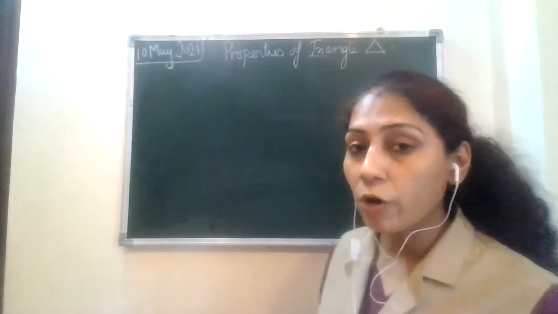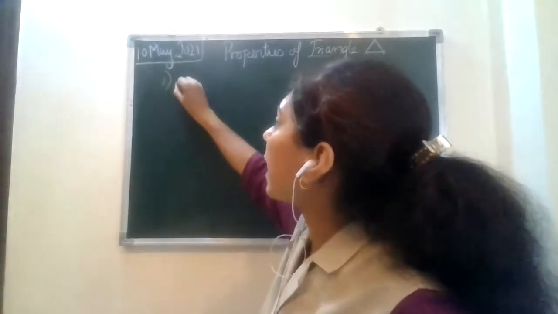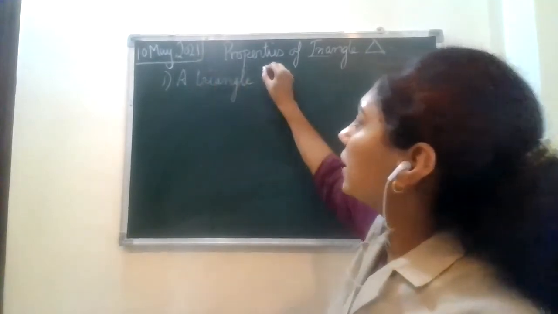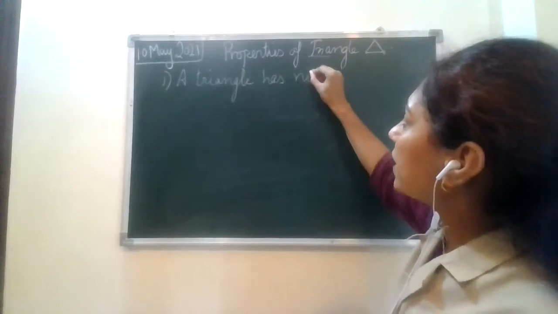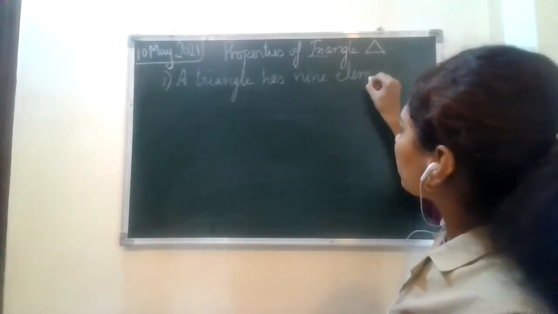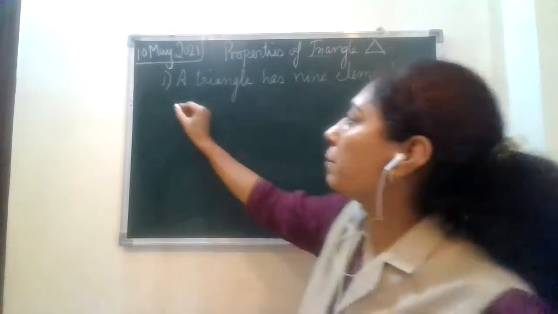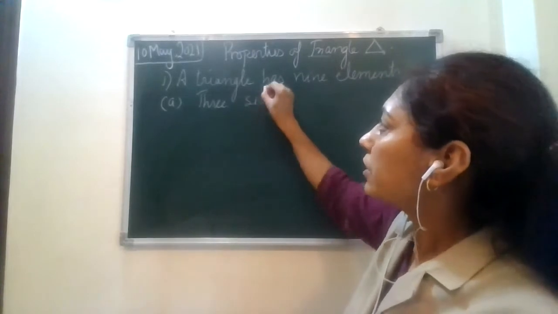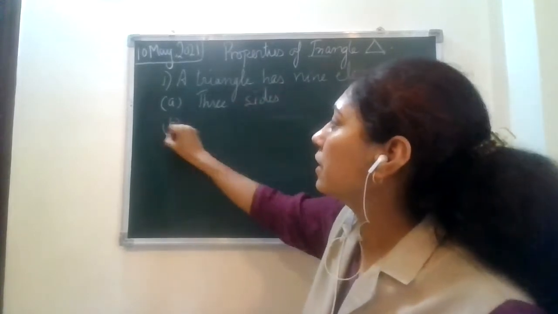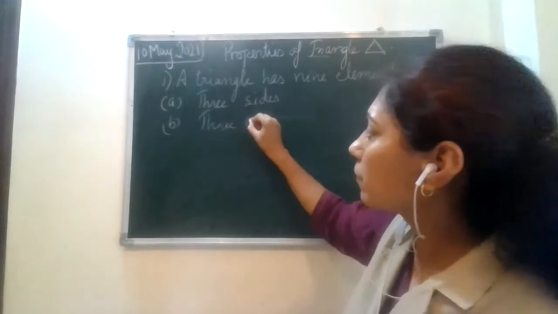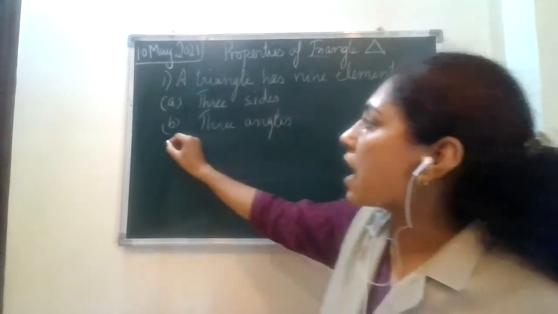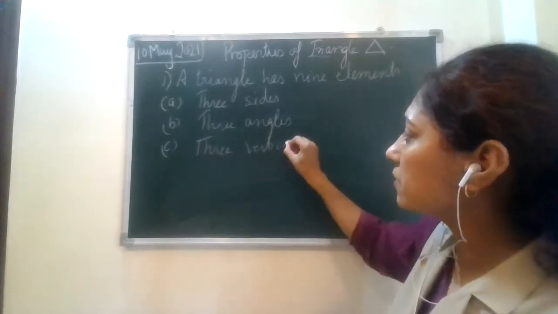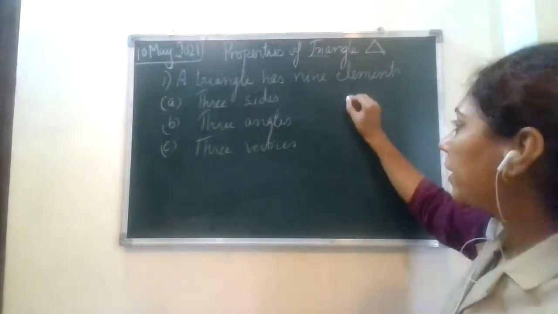So the first property of triangle is that a triangle has 9 elements. A triangle has 9 elements, okay? How 9 elements? A part, 3 sides. B, 3 angles. And last, 3 vertices, okay? 3 vertices. I'm going to draw the figure also. Here it is.